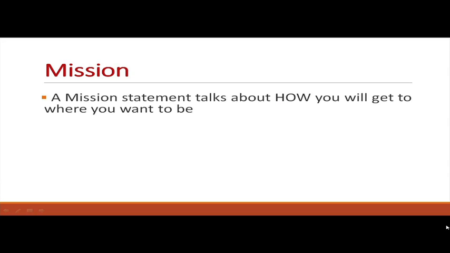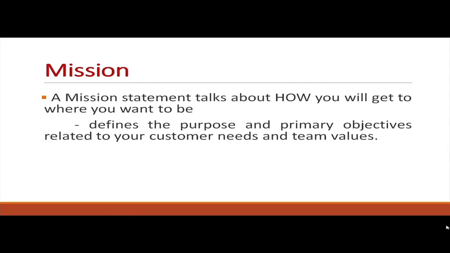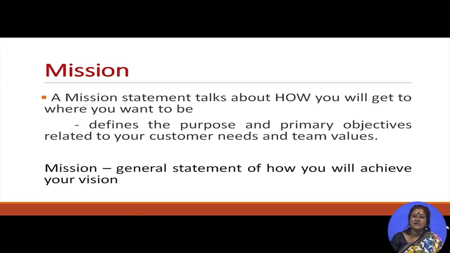Now, what is mission? A mission statement talks about how you will get to where you want to be. If you know the vision, you will go for the mission. It defines the purpose and primary objectives related to your customer needs and team values. So, mission is the general statement of how you will achieve your vision.